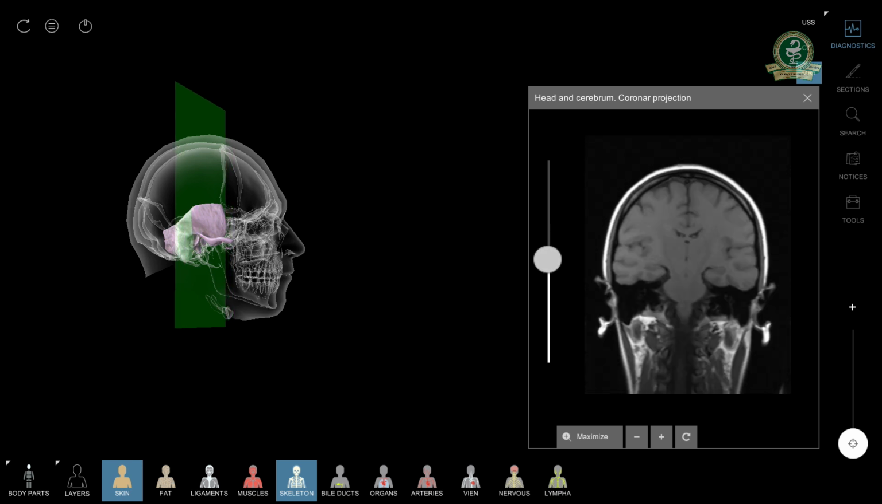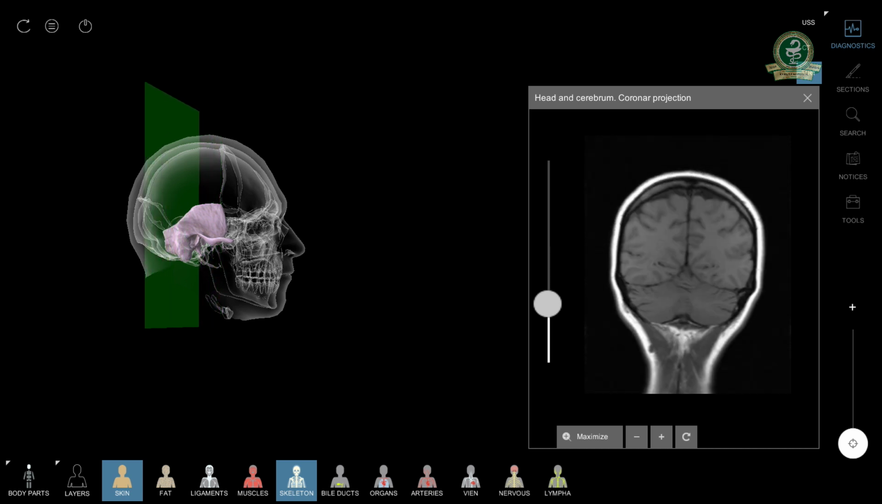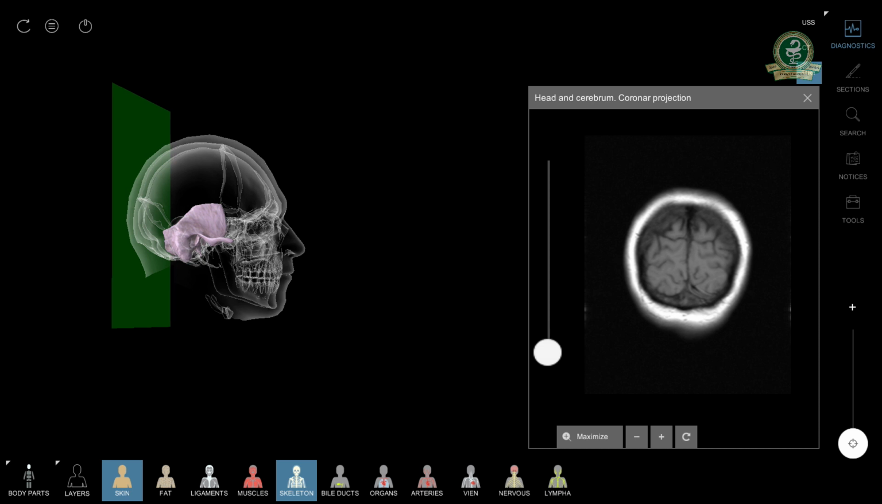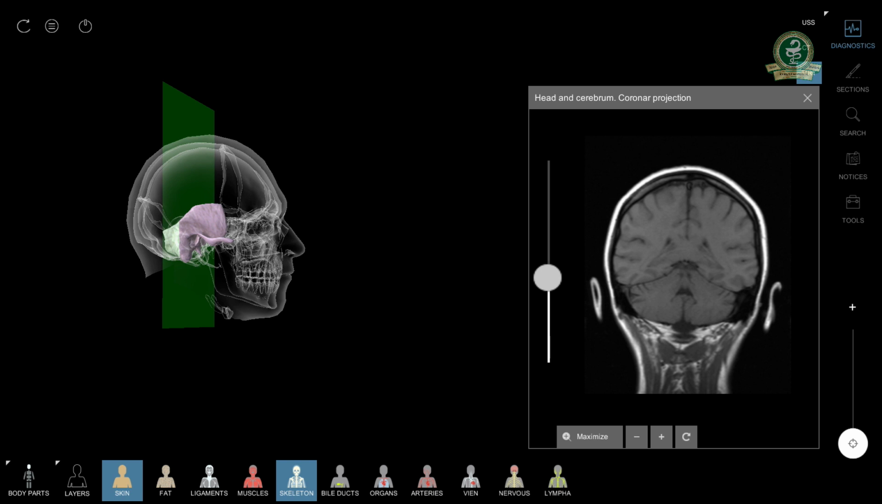Okay, what can we identify? What structures can you find? Let's come back. Okay, we finished this one.